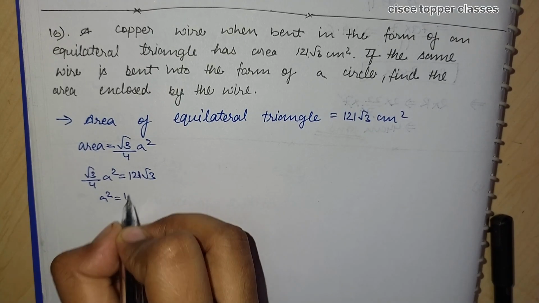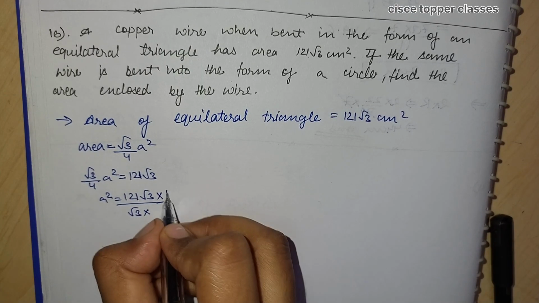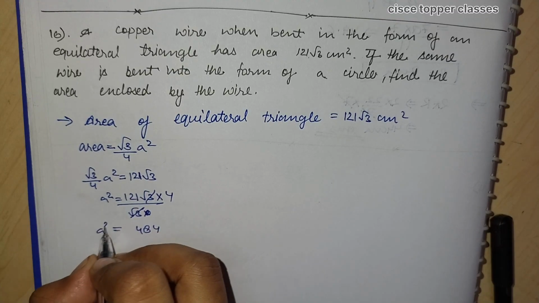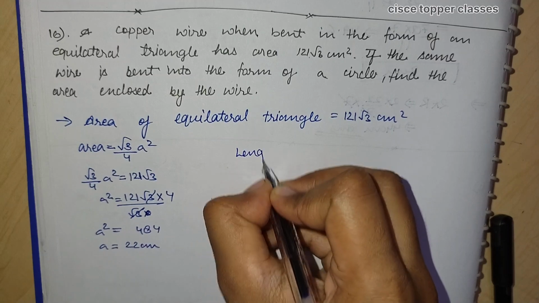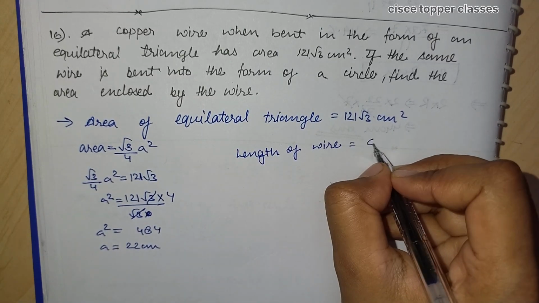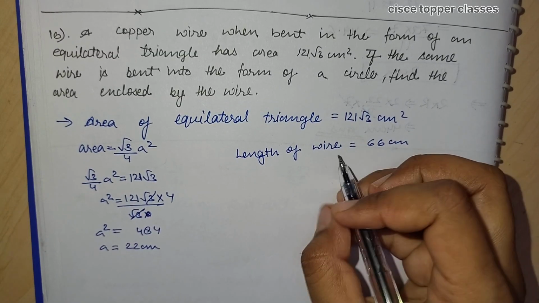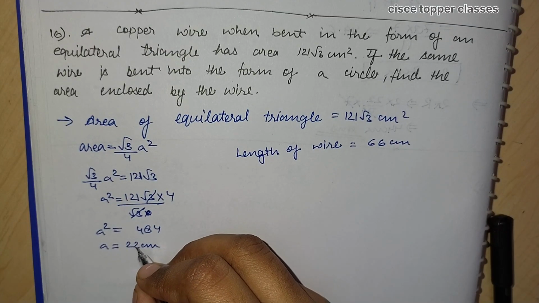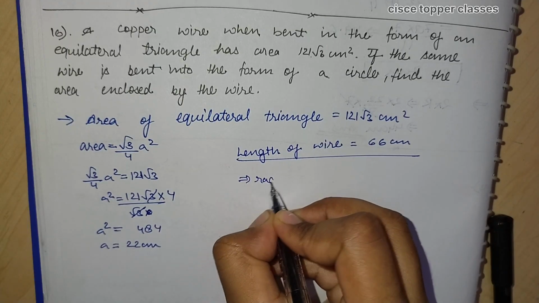So a square is equal to 121 under root 3 divided by under root 3 into 4. So here this will be cancelled out. So 484. So a square, means a is equal to 22 centimeter. Now from that we can find the length of wire is 66 centimeter here. Because this is an equilateral triangle, perimeter will be 22 into 3. So 66 centimeter. From that only we can write the radius of the circle.